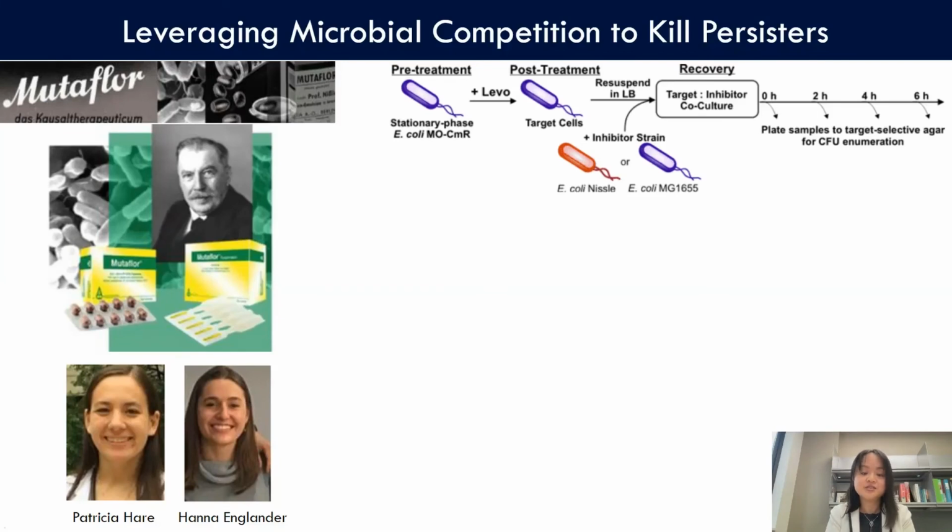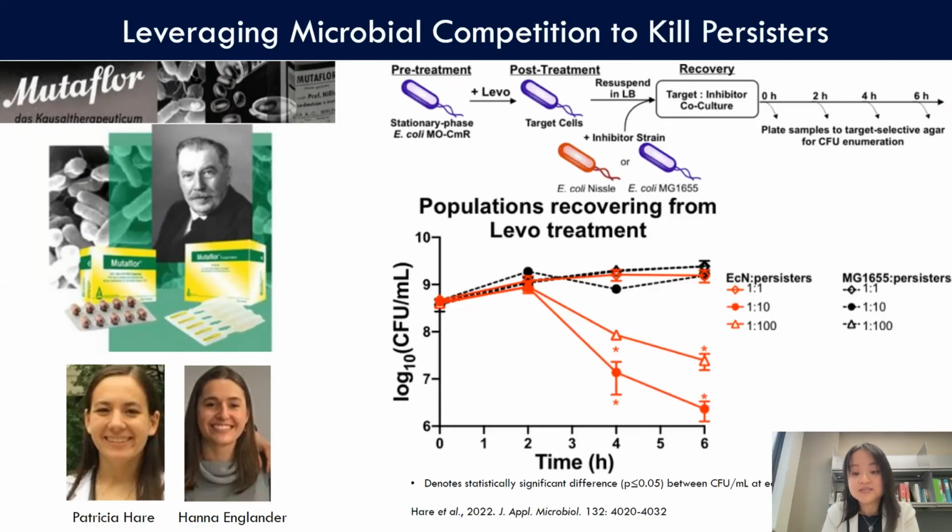So Trish and Hannah took a slow, non-growing population of E. coli and treated it with levofloxacin, and then they allowed the persisters to recover in lysogeny broth, either together with a lab strain of E. coli or together with E. coli Nissle. And they monitored the recovery of these levofloxacin-treated cells over time. They saw that when E. coli Nissle is added at a concentration that is about 10 to 100-fold below the density of the levofloxacin-treated cells, as you can see in the red curve of the triangle and the circles, it could suppress the recovery of the levofloxacin-treated cells and reduce persistence in the culture.